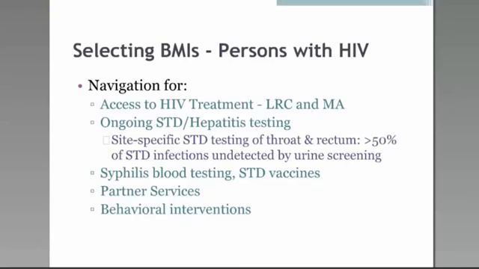So this is an important role for CBOs to play: to advocate and help their clients ask for regular STD screening if they're going for HIV care. Same thing with syphilis testing, necessary at least every 6 months, if not every 3. Vaccines if they haven't been previously obtained. And then, again, partner services and behavioral interventions for persons living with HIV.